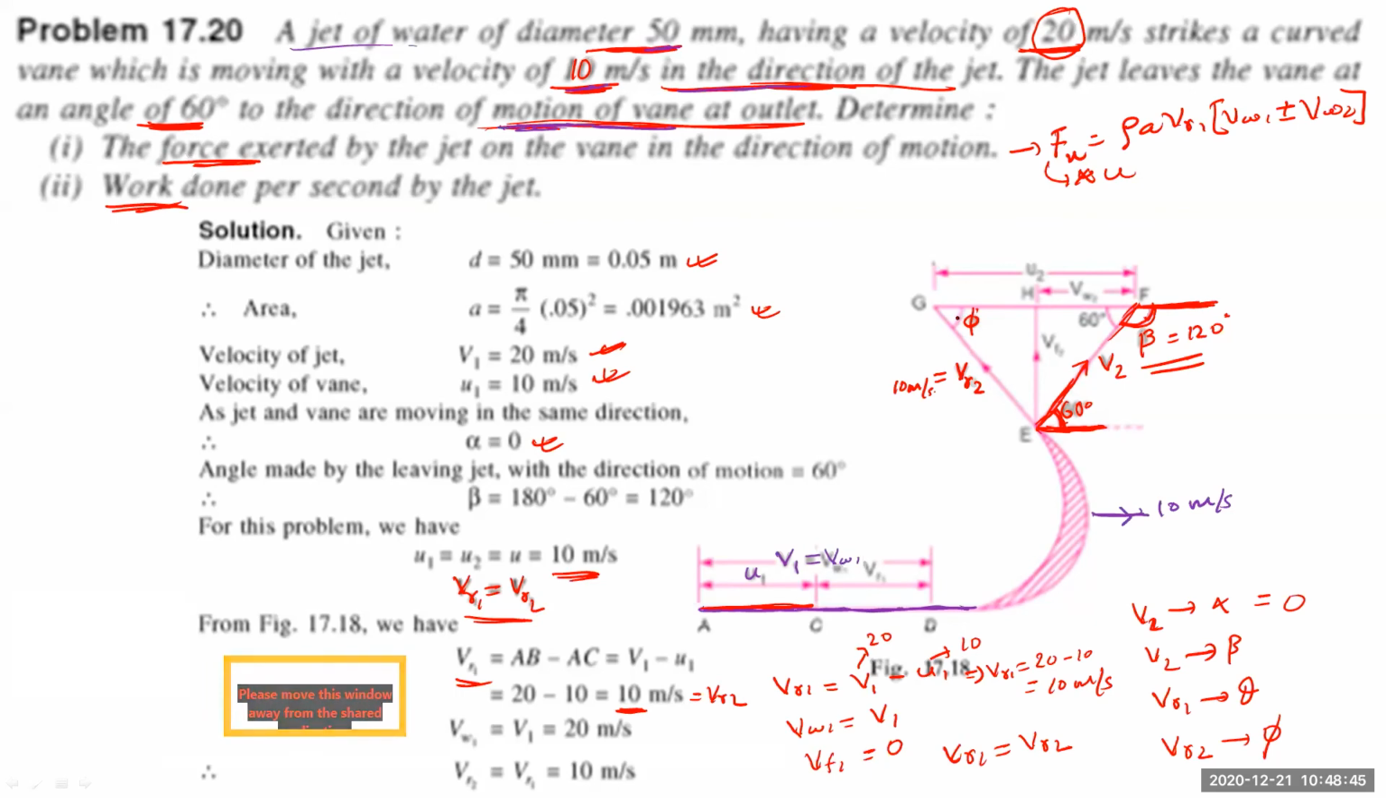We have to use the sine rule. In your triangle EFG, since this is 120 degrees, this will be your 60 degrees. Now I will write here, on the left hand side, in triangle EFG.